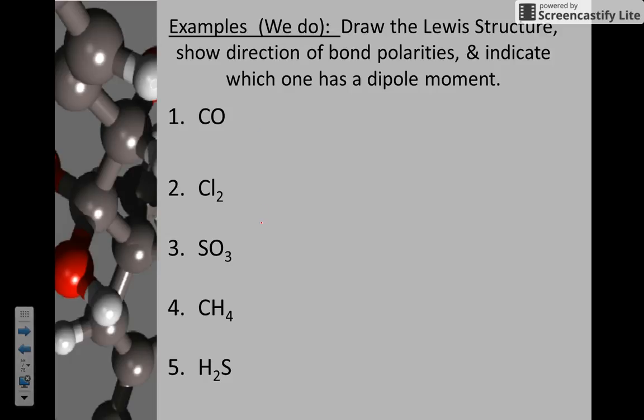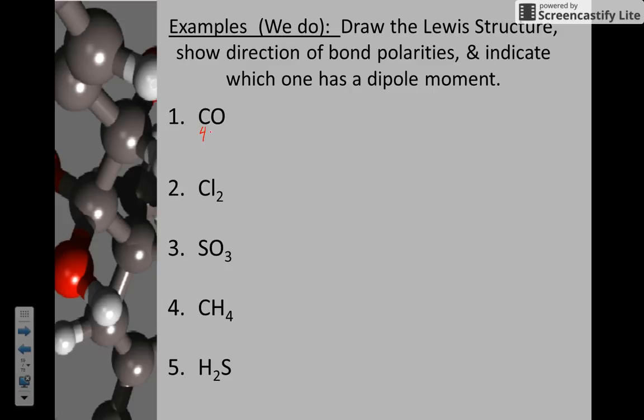So what I would like for you to do is draw the Lewis structures for these 5 molecules. Pause the video, because I'm going to go ahead and continue since I have a 10-minute limit here. Then I want you to resume the video. Once you draw the Lewis structures, I want you to try to draw the vectors and then predict if they have a dipole moment. I will start off with the first one here.